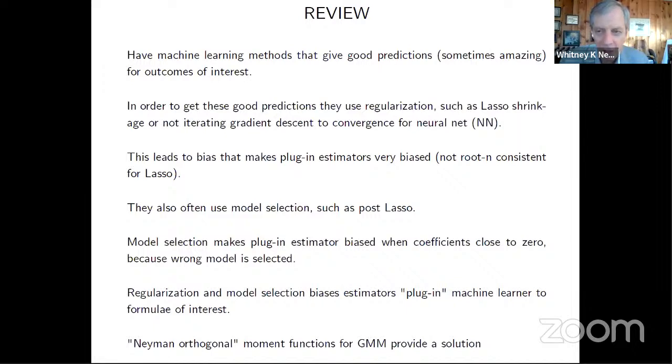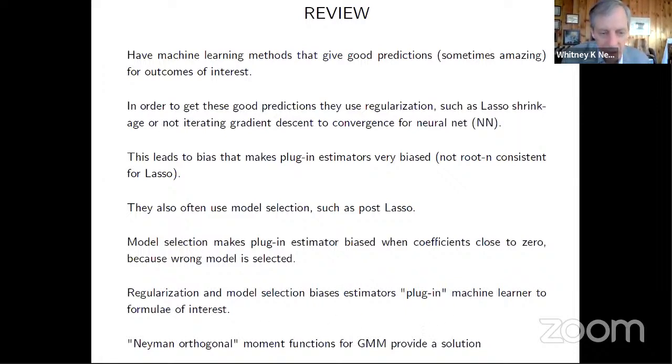They often also use model selection. We didn't get a chance to talk about this much, but model selection also causes bias. There's a well-known paper by Leeb and Pötscher that makes this really clear. Model selection makes plug-in estimators biased when the coefficients are close to zero, and that turns out to be because the wrong model is being selected. So we don't have time to go through that, but you should know that model selection is also a problem. So the regularization and model selection bias the plug-in estimator. You can't just plug machine learning into some formula.